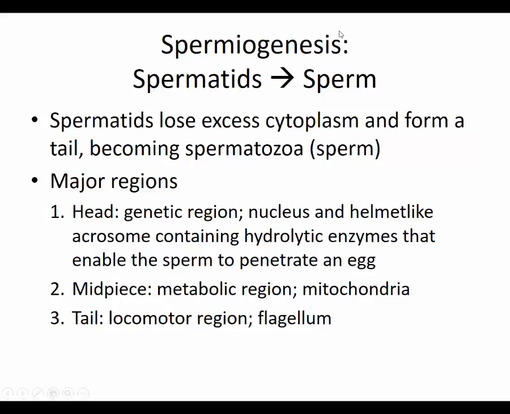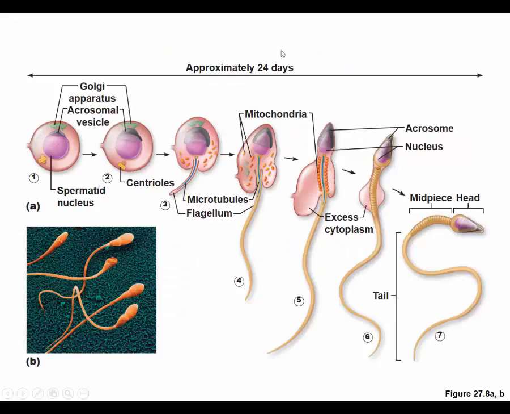So spermiogenesis is that process of spermatid to sperm. So how long does it take from becoming a spermatid to being a mobile sperm? About 24 days.